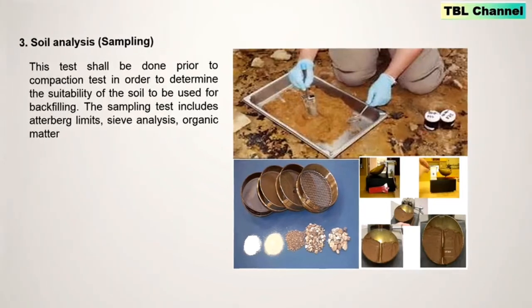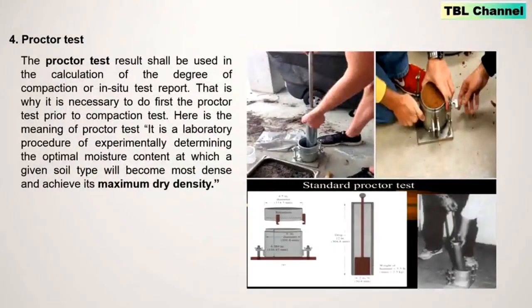Number 4. Proctor test. The Proctor test results shall be used in the calculation of the degree of compaction or in situ test report. That is why it is necessary to do first the Proctor test prior to compaction test. Here is the meaning of Proctor test. It is a laboratory procedure of experimentally determining the optimal moisture content at which a given soil type will become most dense and achieve its maximum dry density.